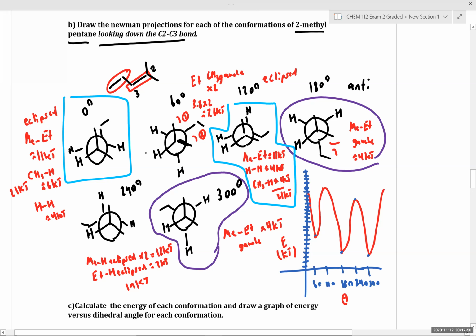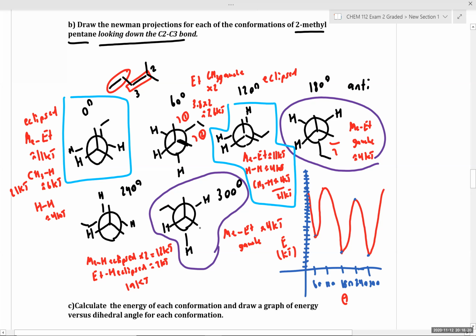So another 60 degrees and we have an eclipsed conformation, but it's not as destabilizing because we haven't lined up our bulkiest substituents. We have a bunch of methyl hydrogen eclipsing and ethyl hydrogen eclipsing interactions, which costs us about 6 to 7 kilojoules each for a total of 19 kilojoules.